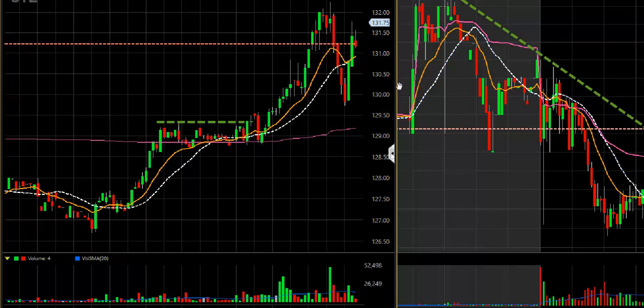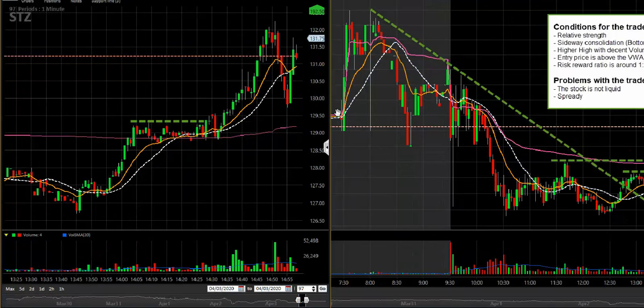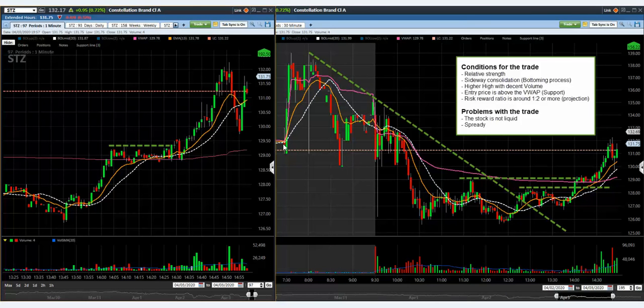So 130 is also a possible add number if you want. If you are an aggressive trader, 130 is a possible place where you could add onto the trade. Just so you know. All right, so that's about the condition.